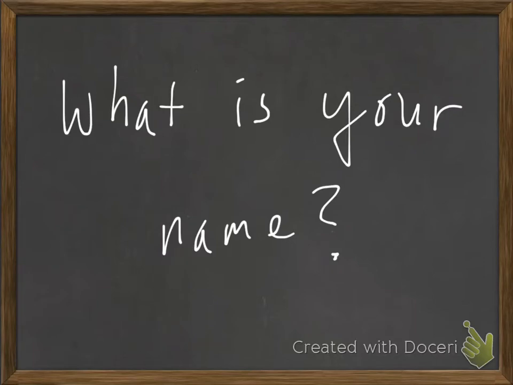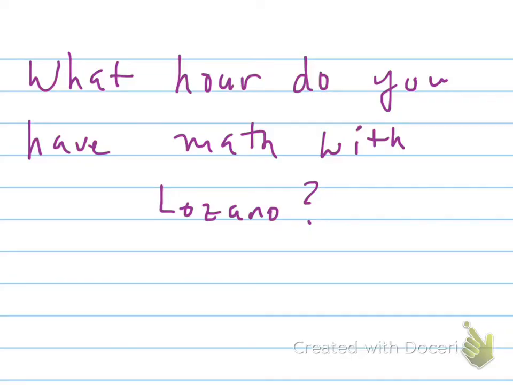First things first, go ahead and tell me, what is your name? You're going to type that, first name and last name. Don't forget to capitalize the first letter of your first name and last name. Okay, the next question is, what hour do you have math with Lozano? First, second, third, fourth, fifth, sixth?